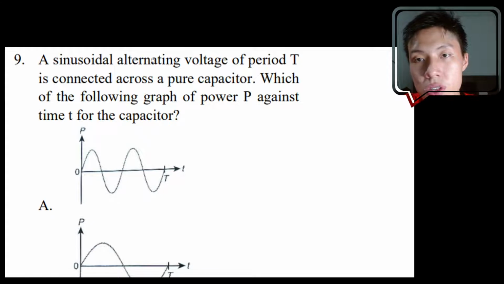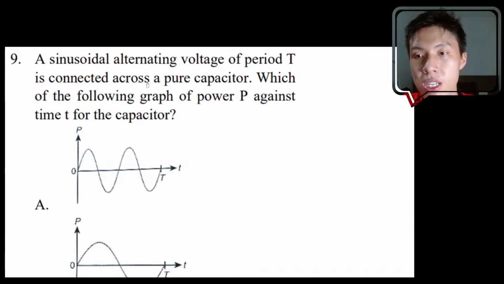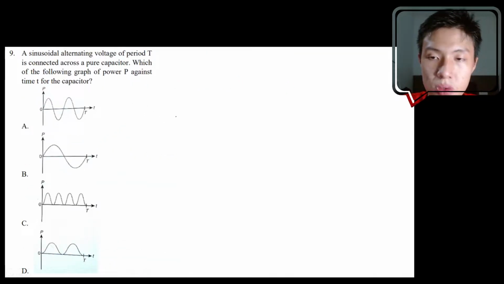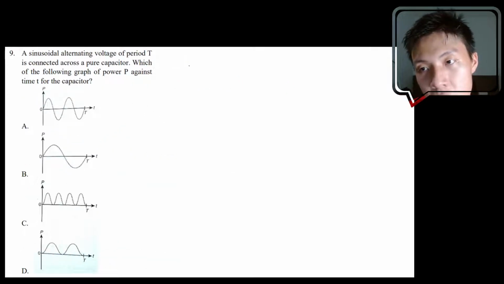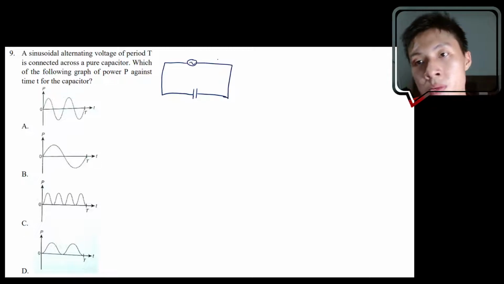So a sinusoidal alternating voltage of period T is connected across a pure capacitor. Which of the following is the graph of power against time T for the capacitor? Okay, they are asking which power-time graph is correct to describe the power across the pure capacitor. So how can we do this? Okay, it's a pure C circuit because there's only one capacitor, no resistor, no inductor. So this is a pure C circuit.